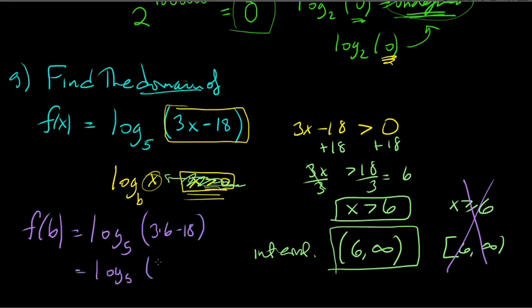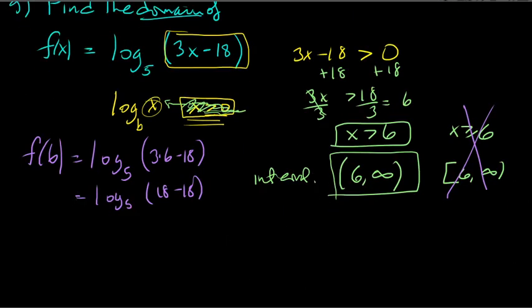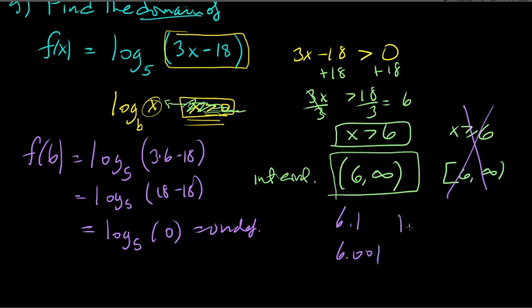But 3 times 6 is 18, and 18 minus 18 is 0. But remember, you have to take the log of 0, which is undefined. So for that reason, you cannot plug in 6. But you can plug in 6.1, or 6.001, or you can plug in 119, anything bigger than 6.